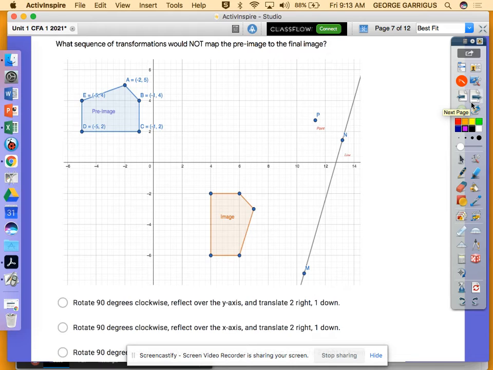Next problem. What sequence of transformations would not map the pre-image to the final image? Let's take a look here.